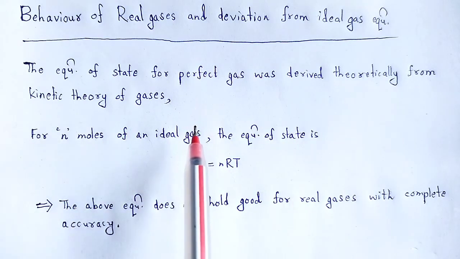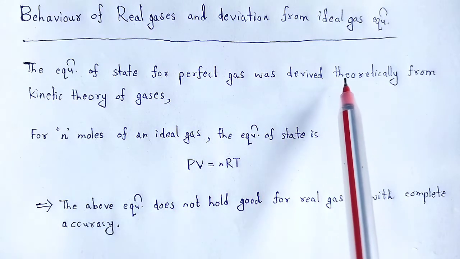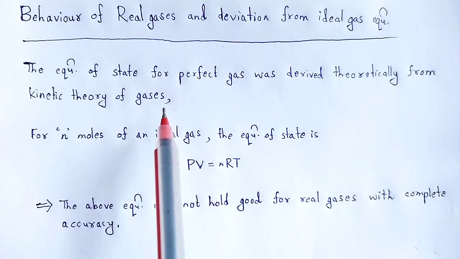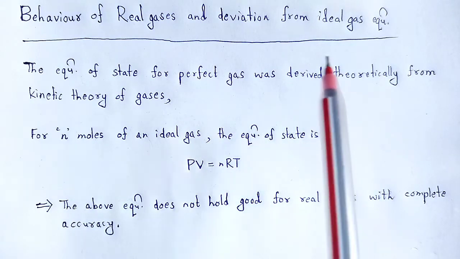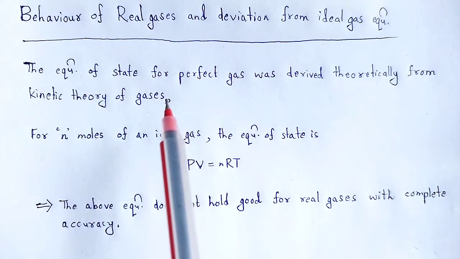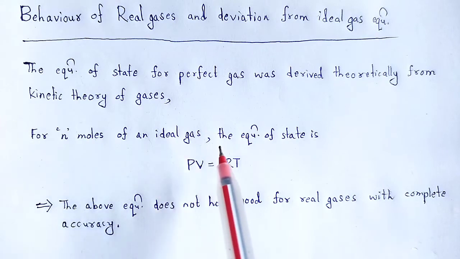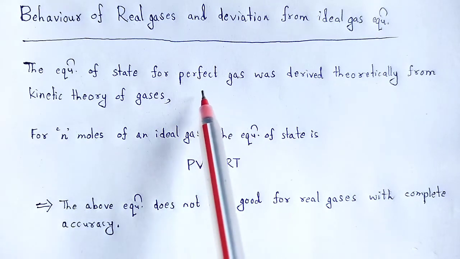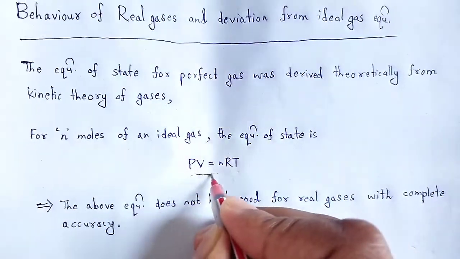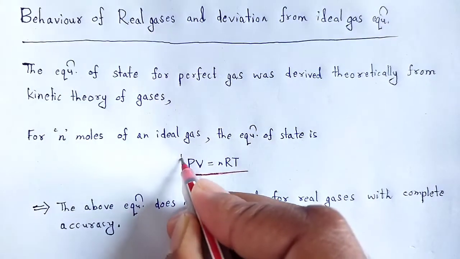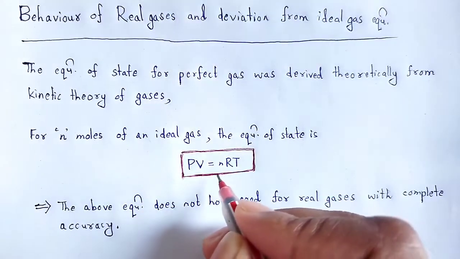The ideal gas equation was derived by taking the kinetic theory of gases, meaning it is derived theoretically from the kinetic theory of gases. If we take n moles of an ideal gas, then the ideal gas equation, or the perfect gas equation, is PV = nRT.